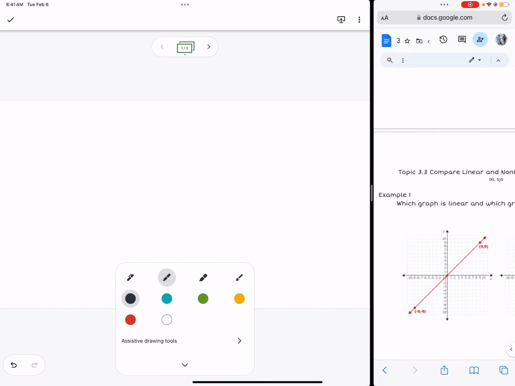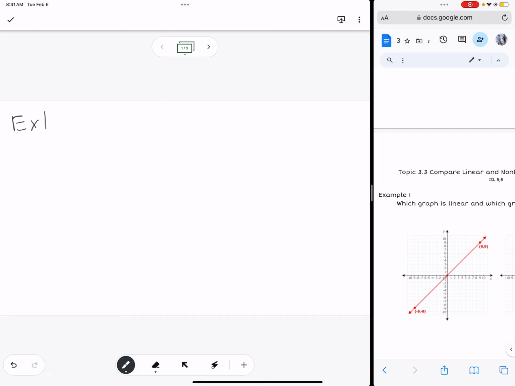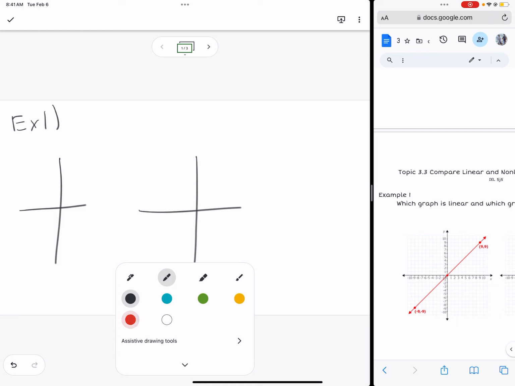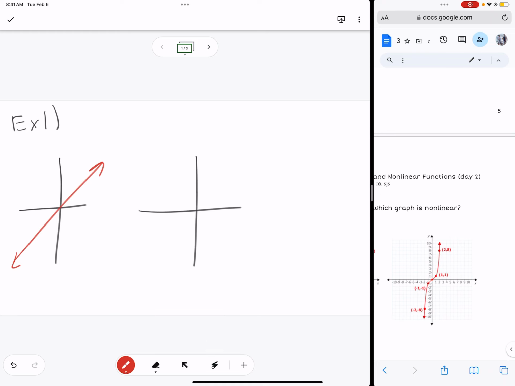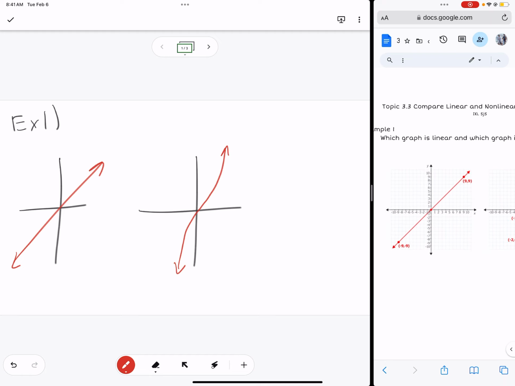Okay, so let's go to example 1. You're going to have two graphs that kind of look like this, and then you're going to have another graph that looks like this. This one is just obvious. So example 1 is really simple. Example 1 says which graph is linear and which one is nonlinear. So we're going to have the one on the left and the one on the right.